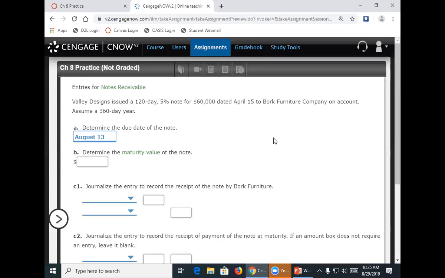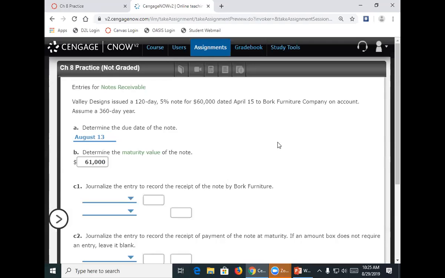So what's my maturity value? 61,000. You have to put in 61,000. You got the interest right. So the maturity value is the face value plus the interest, the total amount that they're going to pay us. So 60,000 face amount plus the 1,000 in interest. They owe us 61,000 when this note matures or comes due.